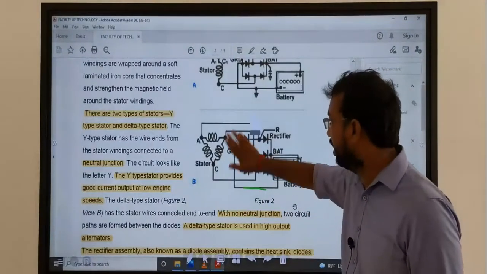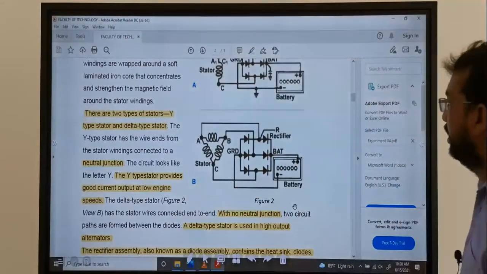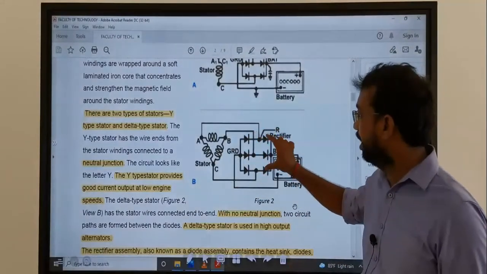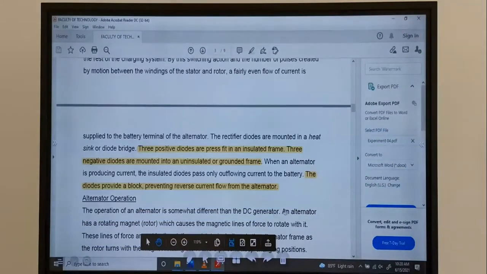That means that is a ground diode, the minus point diode. So this is the positive diode, this is the ground diode. That's why it says here that three positive diodes are fit in the insulated frame, and three negative diodes, like the ground diodes, are mounted into an insulated or grounded frame.